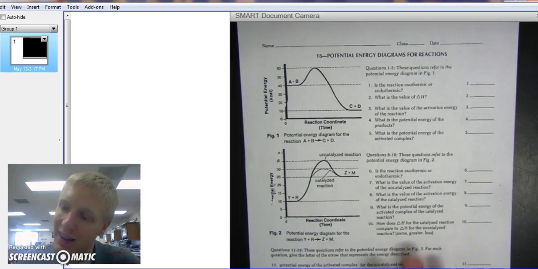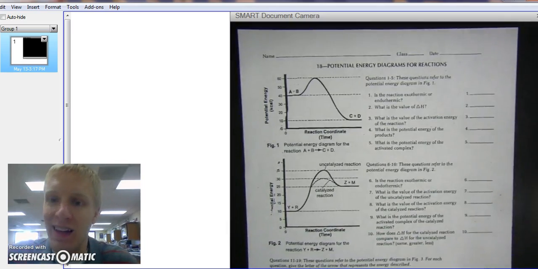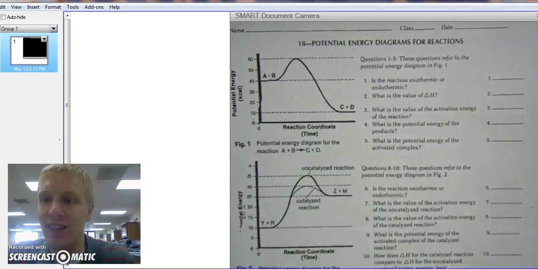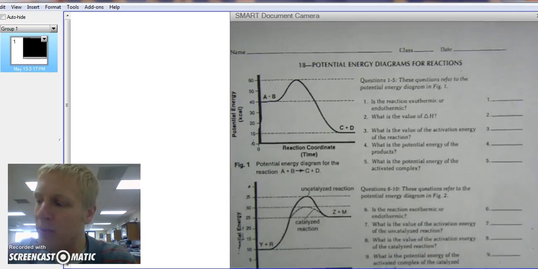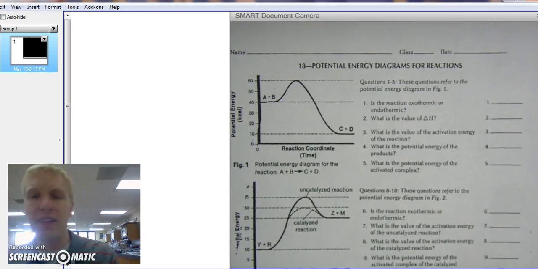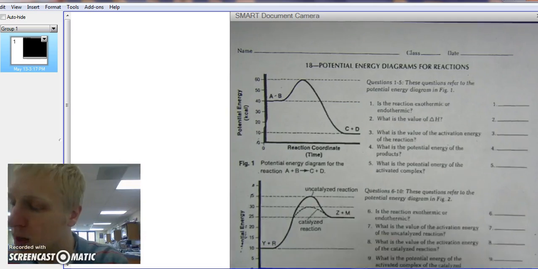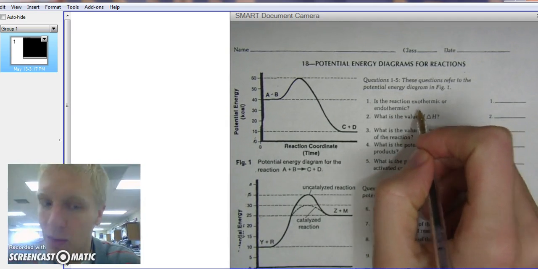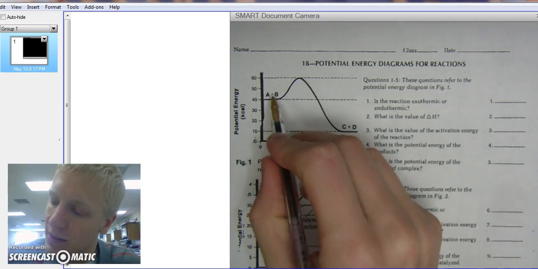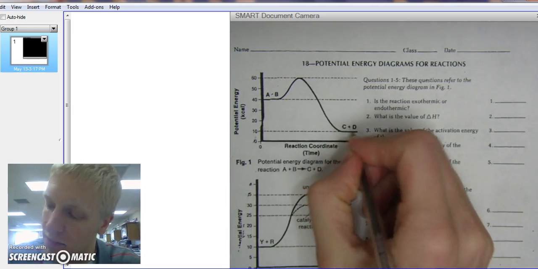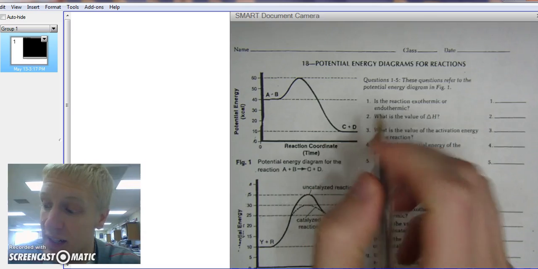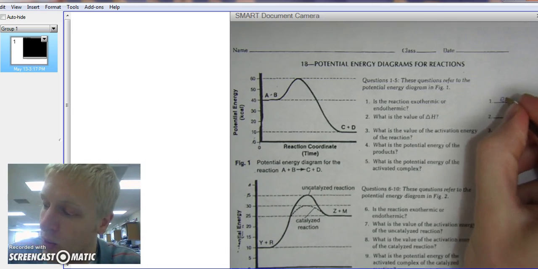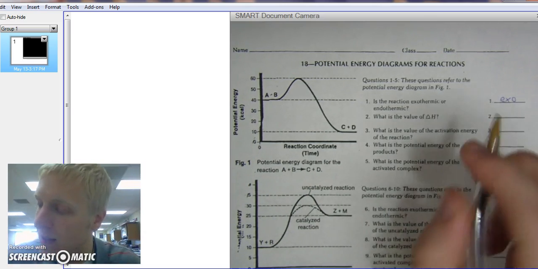Alright, now we're going to flip this page over, and there are some really slick questions that hopefully will ingrain this concept of potential energy diagrams. First question: is the reaction exothermic or endothermic? So lots of energy, not much energy, so we released energy. That's going to be exothermic. I'm going to just put exo for short.